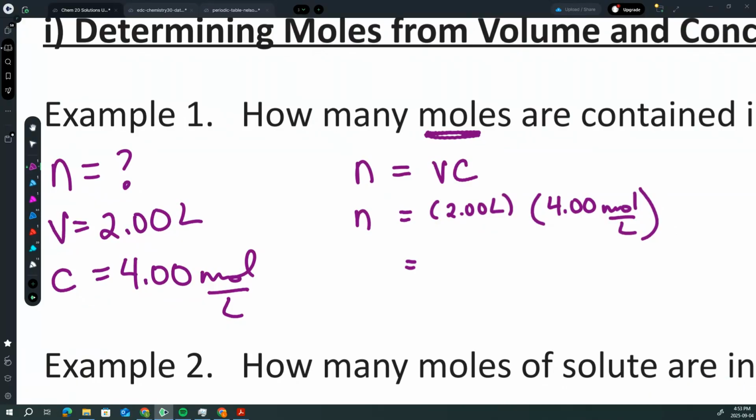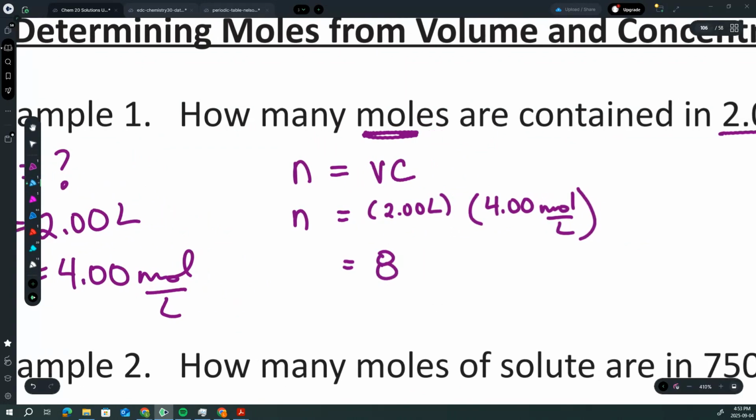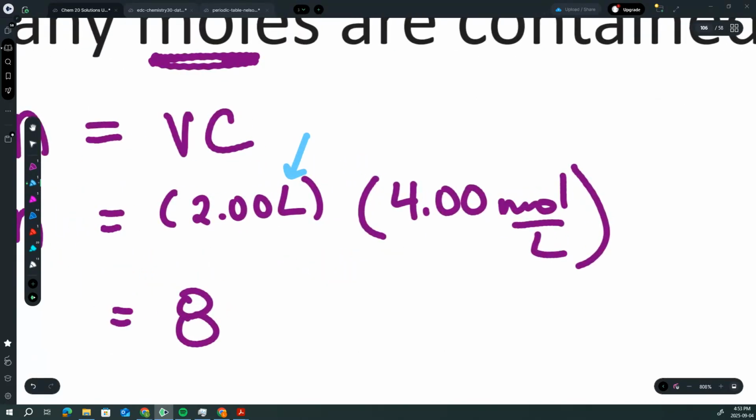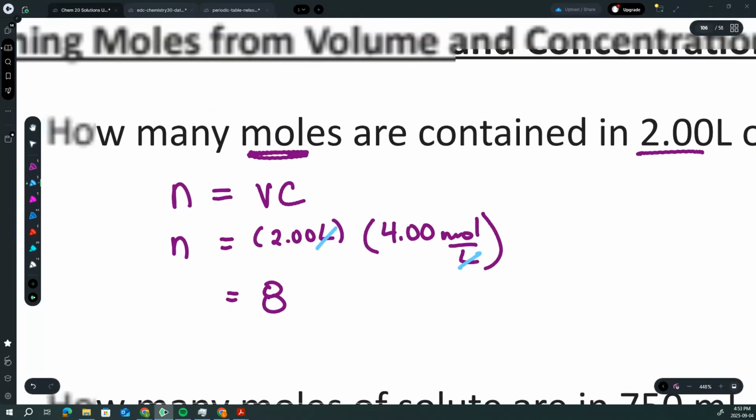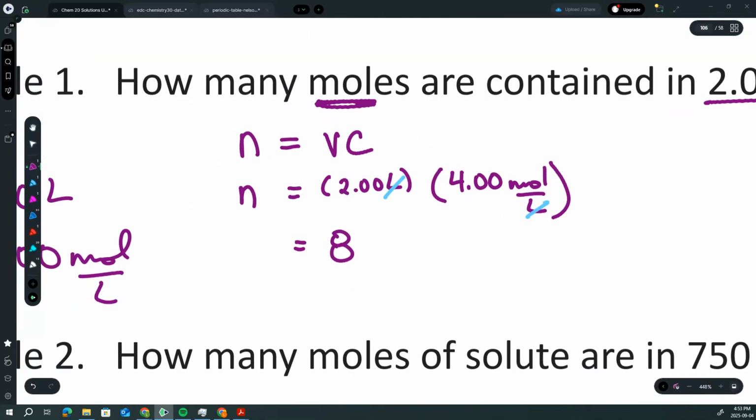So obviously 2 times 4, that's going to be 8. Now what's happening with units here is notice how we have liters on the top and the bottom. So since we have the same units in the top and the bottom, they are going to cancel out. So what we're left with for units is moles.